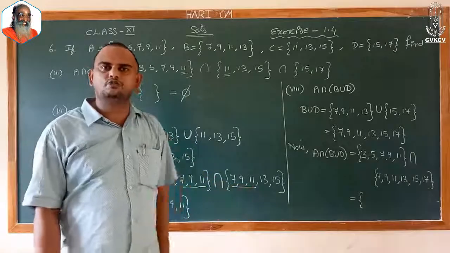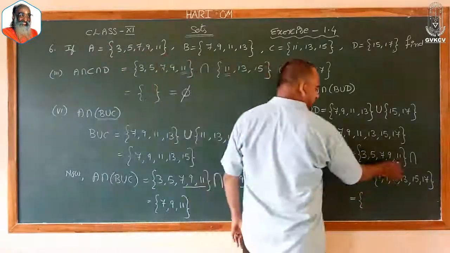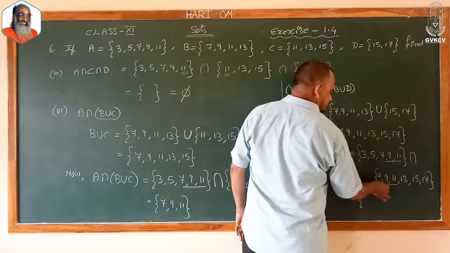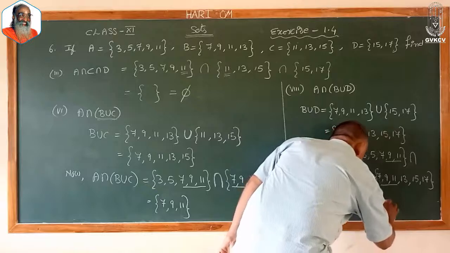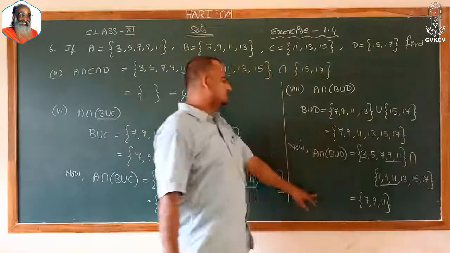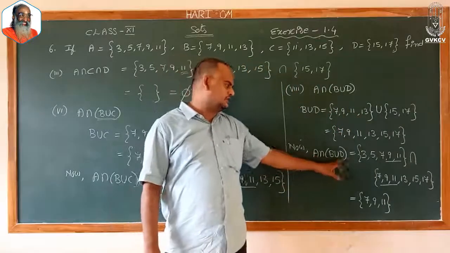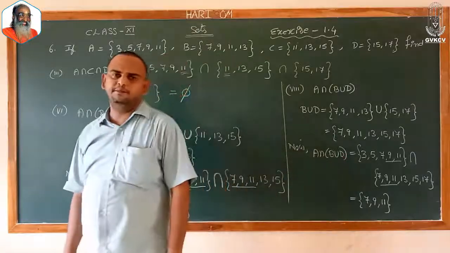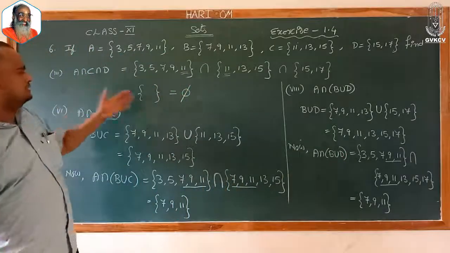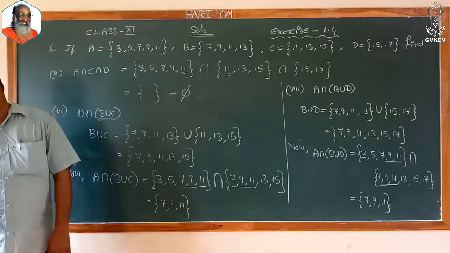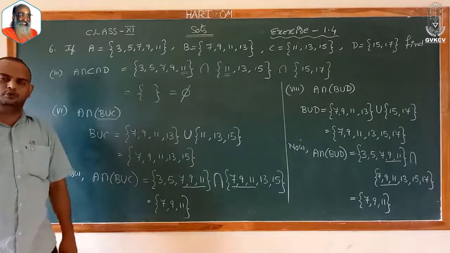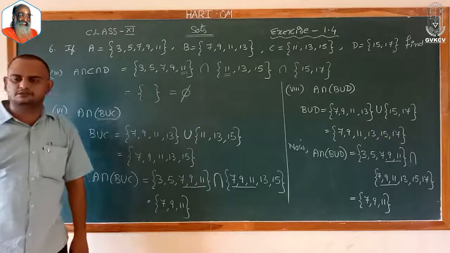What are the common elements we have? Here I have 7, 9, 11. Here also I have 7, 9, 11. So my answer is 7, 9, 11. This is nothing but A intersection B union D. This is about problem number 6. In problem number 6 we have a few more problems that you can try on your own. You can finish the remaining problems.